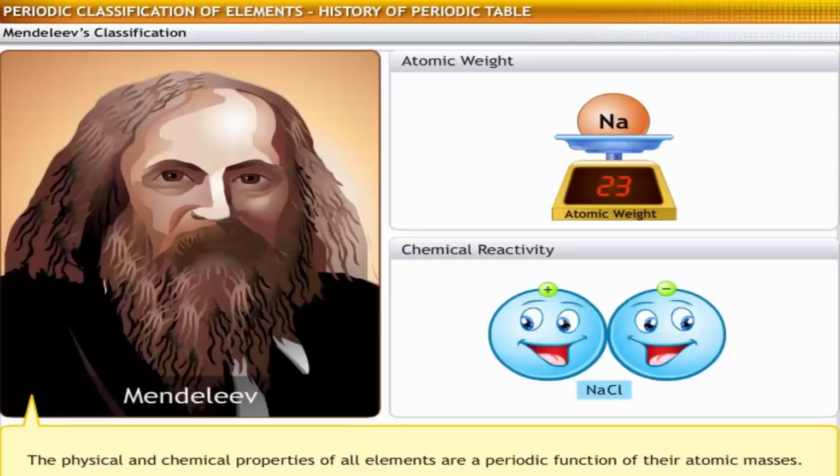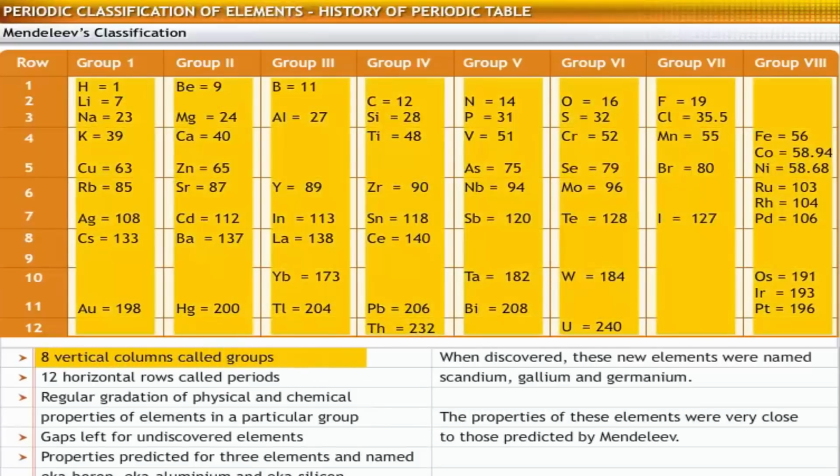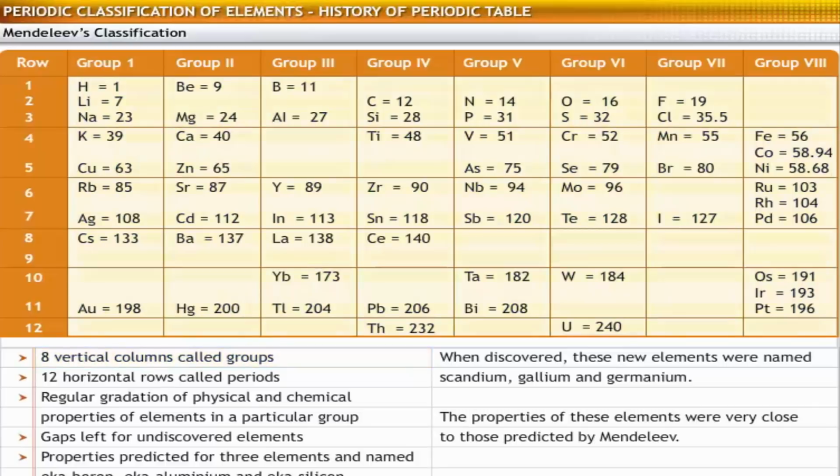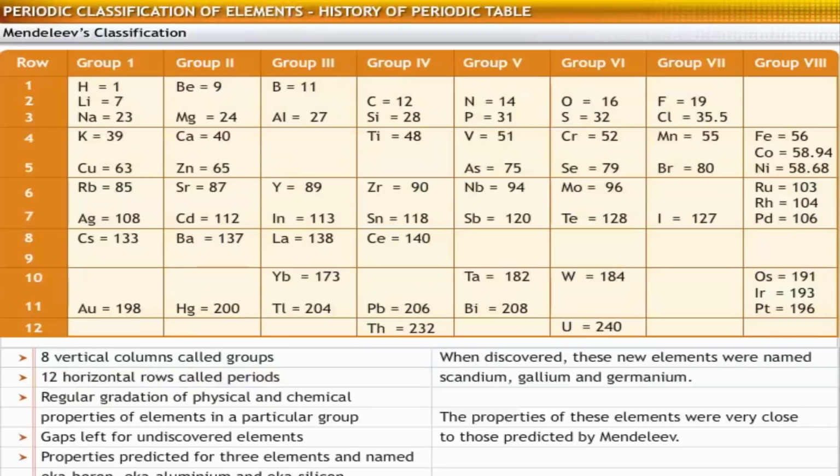Mendeleev's periodic law states that the physical and chemical properties of all elements are a periodic function of their atomic masses. Let's look at the features of Mendeleev's periodic table. The table had 8 vertical columns called groups and 12 horizontal rows called periods. In every group, a gradation of physical and chemical properties of elements was observed.